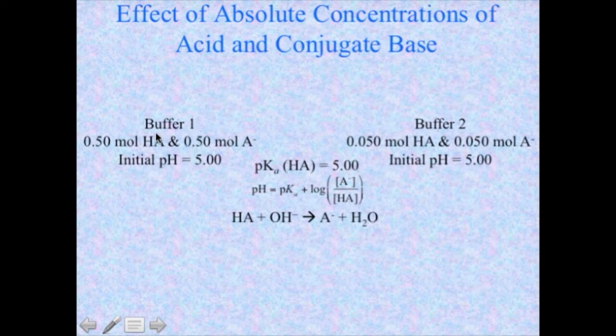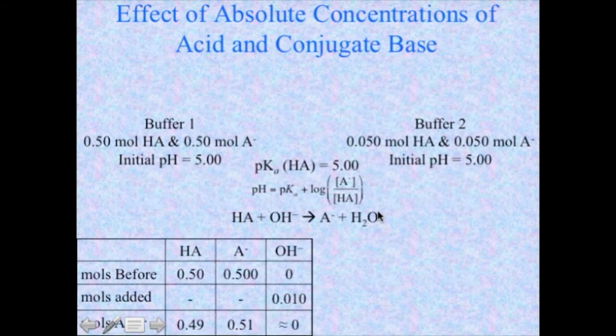In buffer 1, we have 0.5 moles of weak acid and 0.5 moles of conjugate base. In buffer 2, we have buffer components at 1/10 the concentrations of buffer 1, at 0.05 moles of weak acid and 0.05 moles of conjugate base. The initial pH in both is 5. Now let's add a strong base to each one of these buffers and see which one protects against pH change.